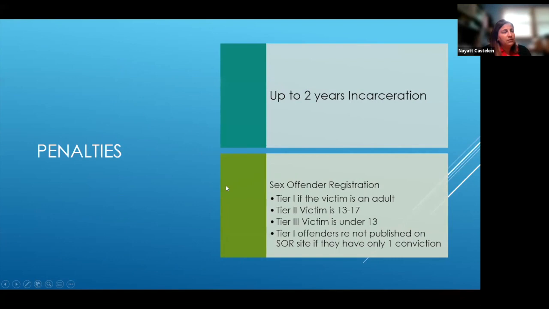So the penalties for the CSC 4th is up to 2 years incarceration, and then also registration as a sex offender. It's a tier 1 if the victim is an adult. It's a tier 2 if the victim is 13 to 17, and then it's a tier 3 offense if the victim is under the age of 13. Tier 1 offenses are not published on the SOR side as long as it's only 1 conviction. So if they have multiple counts of a CSC 4th, even if it's an adult victim, because it's multiple counts, then it would be publishable.